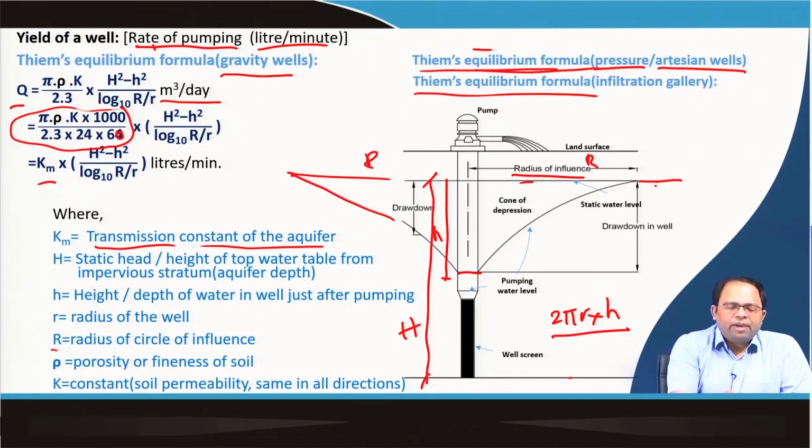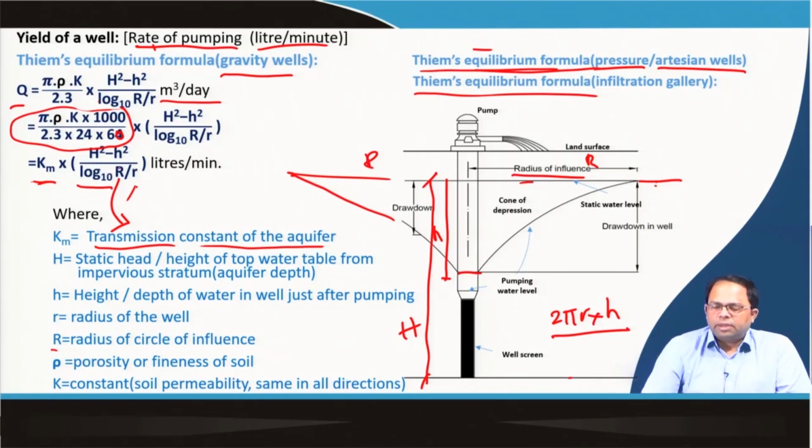So, if I can derive Km, and if I know H square, which is the static head or the height of that particular aquifer, and then if I know h square, which is the height or depth of the water table after pumping, and then if I know the circle of influence and the radius of this particular well, then we can derive the total yield of that well. So, the new thing that comes over here is this circle of influence. If I know the yield, then we can also determine the circle of influence as well.